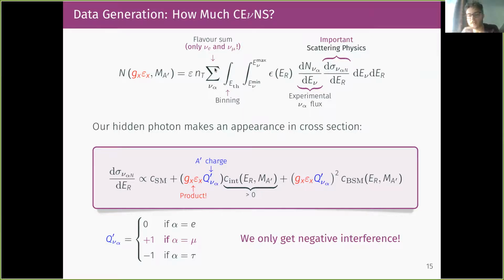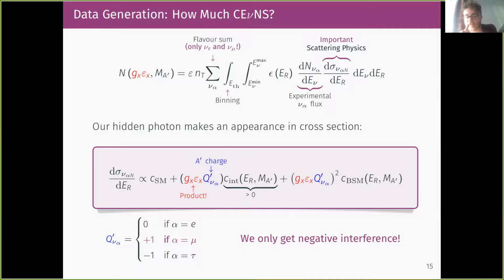There's the binning of the spectrum, and very importantly, there's a flavor sum with all the neutrinos that we have available to us. And we only have electron neutrinos, which we don't care about because they're not affected, and the muon neutrino, so we don't have any tau neutrinos. When we look at the cross-section, it is proportional to a standard model term, an interference term, which is greater than 0, and a strictly positive BSM term.